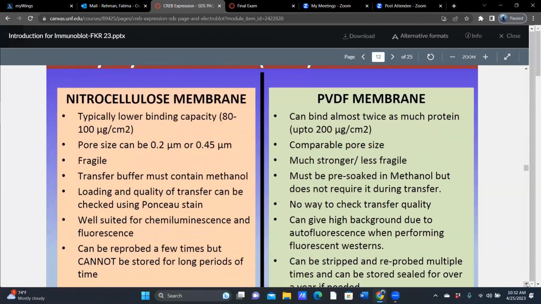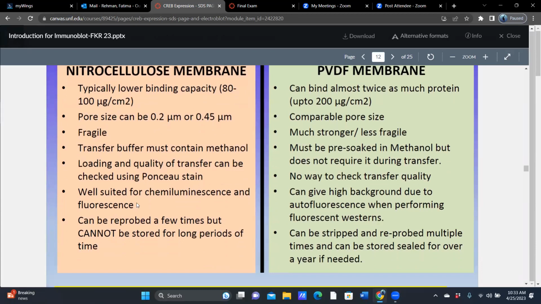Now, the membrane itself, there are actually three different membranes that people may use. One of them is nylon, but nylon is actually not appropriate for proteins. Nylon is more appropriate for DNA samples or DNA protein mixture. What we normally use for actual Western blots is nitrocellulose versus PVDF membranes.